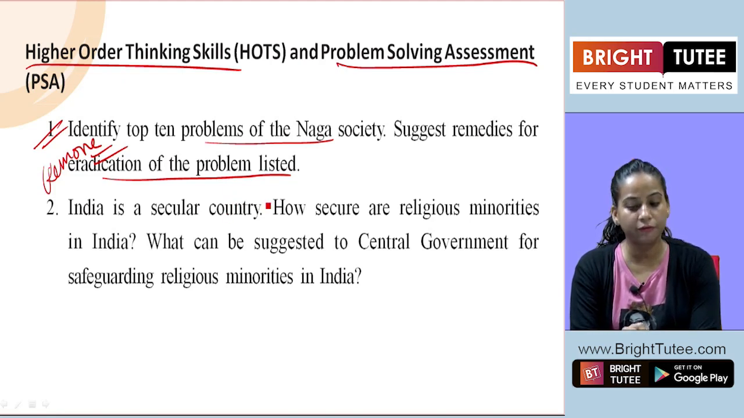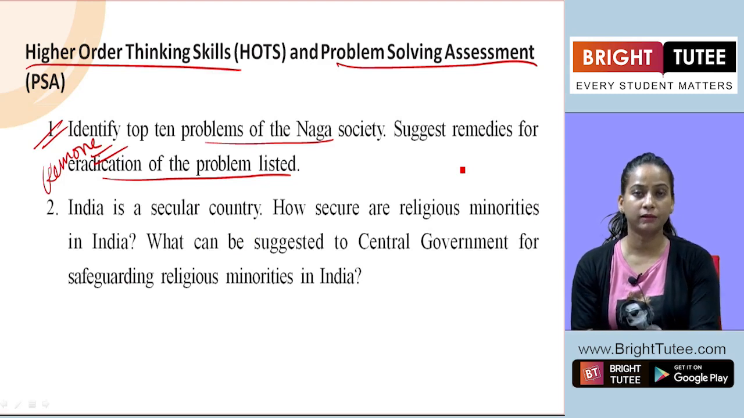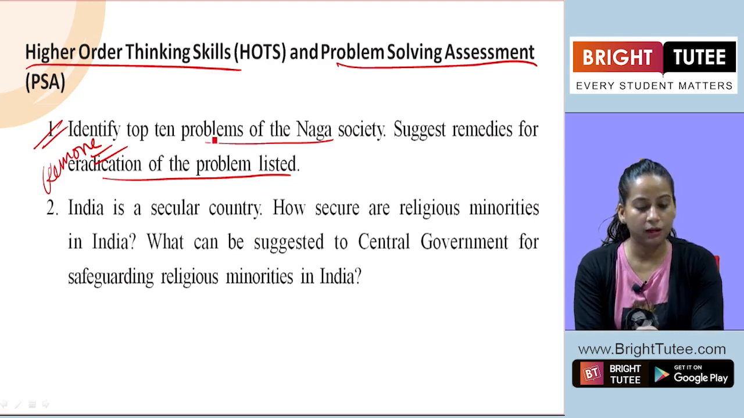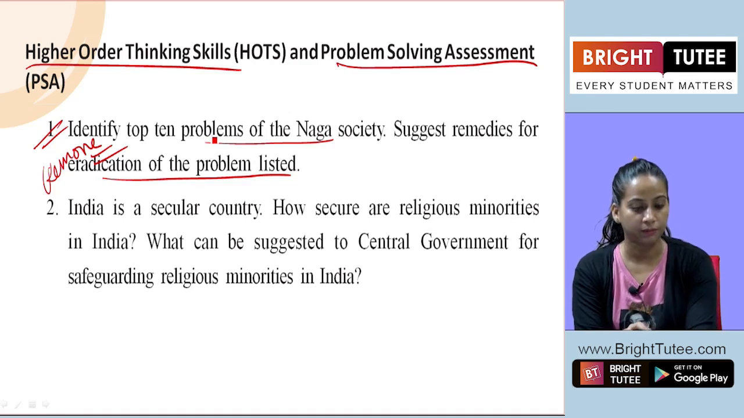Wine, liquor and drug abuse is another major problem that could be found in Nagaland. Unemployment is also one of the serious problems. Besides that, there are poor road conditions, the political corruption which is prevailing there, land alienation and economic backwardness. All these things are a few problems related to Naga society.